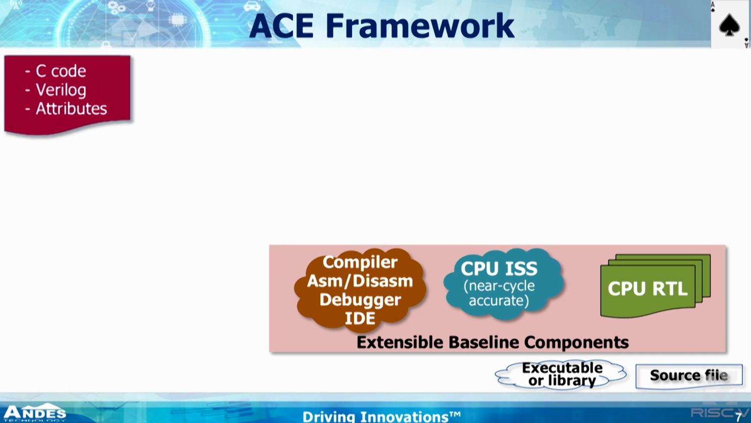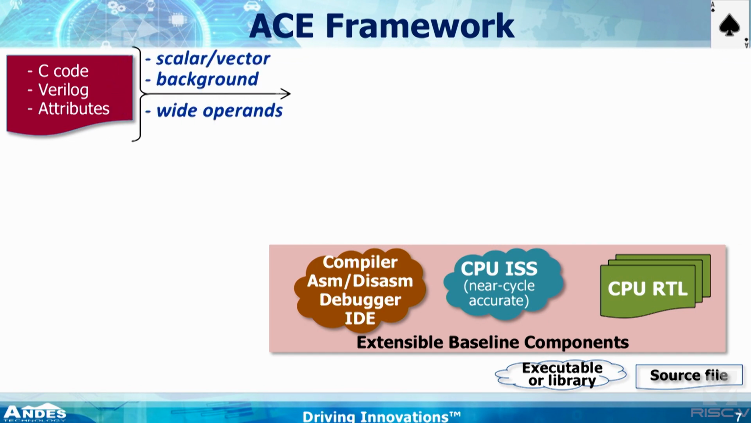And how do you extend it? You're writing C code, you're writing Verilog code, and you're setting some attributes. We're going to have some examples very soon. With that, you can define scalar instructions and vector instructions that can run in the background. You can have wide open access so that you can have more data to process.